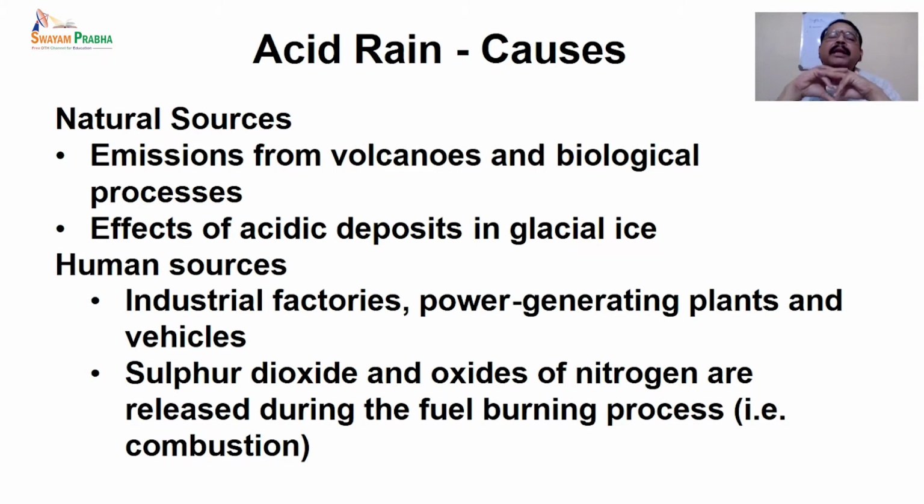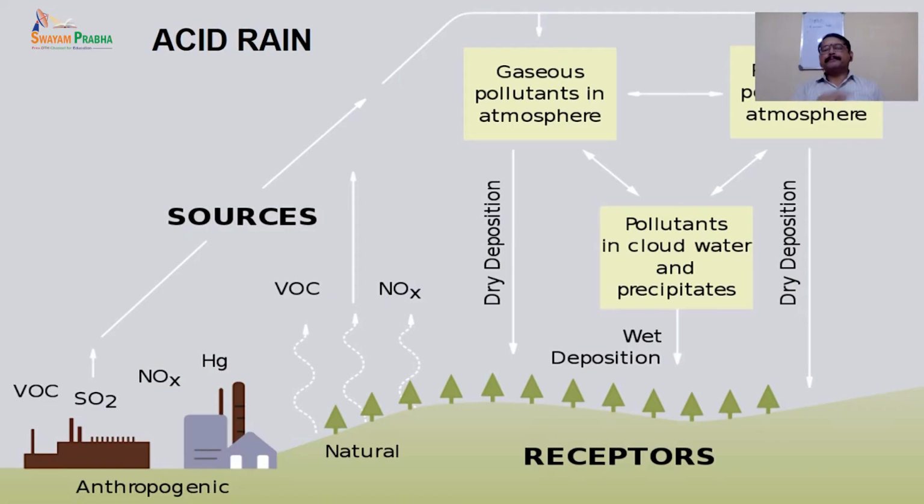Next, coming to the human sources. Obviously, the industrial and transport arenas are the two major anthropogenic sources. Industrial factories, power generating plants and vehicles contribute to acid rain, very particularly oxides of sulfur and nitrogen, which are released during fuel burning processes. Very particularly, because of incomplete combustion, acid rain is formed. So this is a point to be noted.